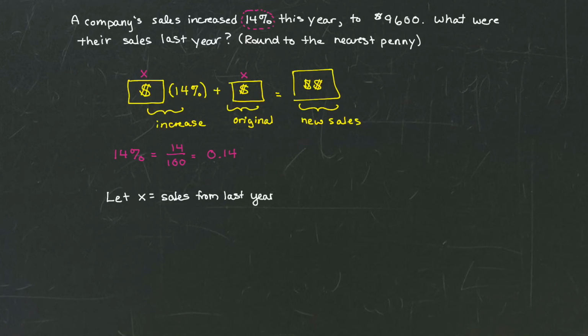And I already have a setup in my head. I'm taking those sales, X, and multiplying them by 14%. So that's going to give me 0.14 multiplied by X. Then I'm going to add to it the sales from last year, X, and that's going to tell me the increase for this year. And that is also given to me in the problem, $9,600.